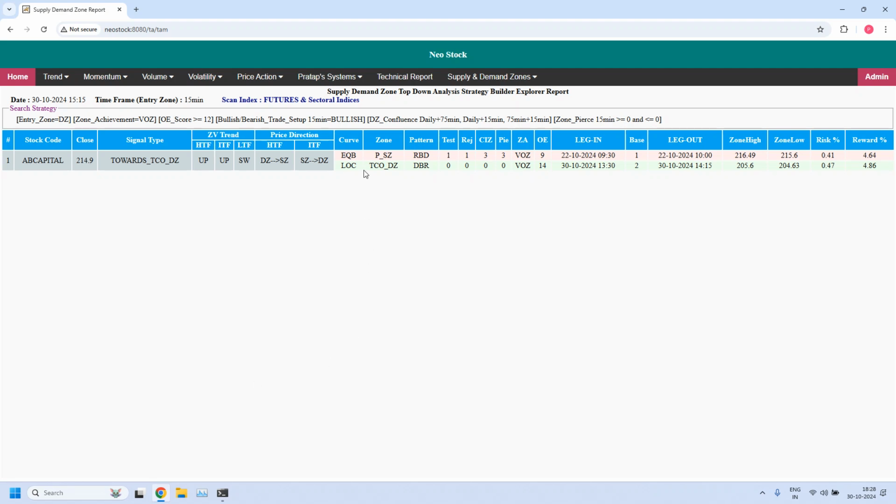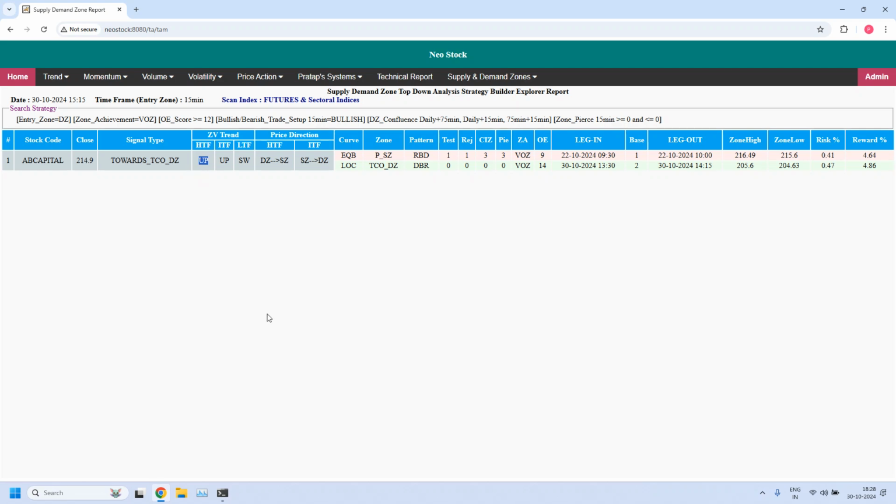So this is a high probability setup because the 15 minutes entry zone is part of the 75 minute zone. Both together again part of the daily zone. And the daily trend is also uptrend. HTF trend is also uptrend.